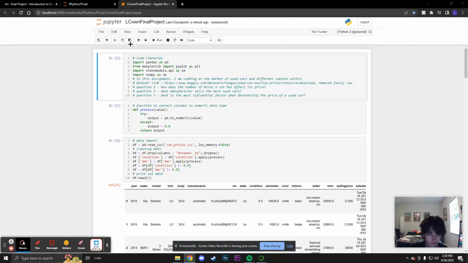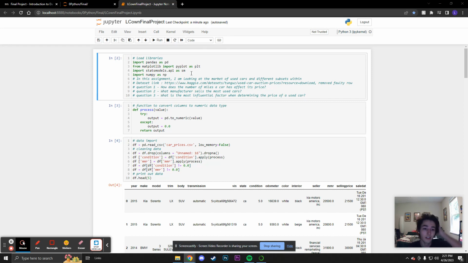So for my final project, I really like cars. In this assignment, I am looking at the market of used cars and different subsets within, just asking general questions about stuff that I find interesting. Here's my dataset link. I used a dataset from Kaggle. I had to remove a faulty row, but I still got it done.